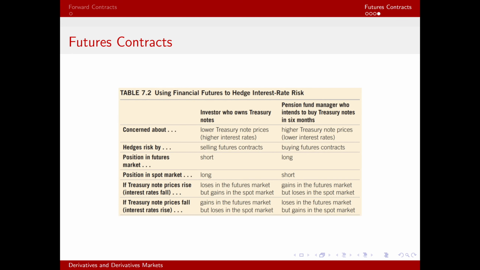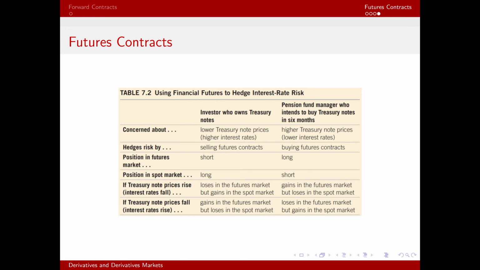Now we're going to go over one last example, and this one looks at a financial asset. In this case, we're looking at treasury notes and how we can use the futures market to hedge interest rate risk. So let's say some investor owns some treasury notes right now, but there's a pension fund manager that wants to buy treasury notes 6 months in the future. And the reason why they don't buy them right now, when there's plenty of them, is that, for example, they may just not have the funds available. They don't have the liquidity to buy the treasury notes.